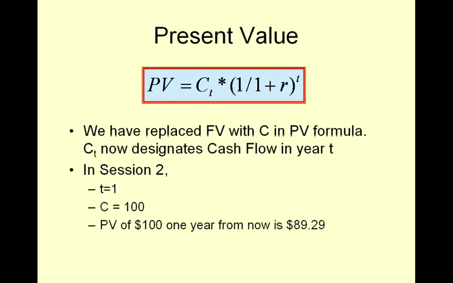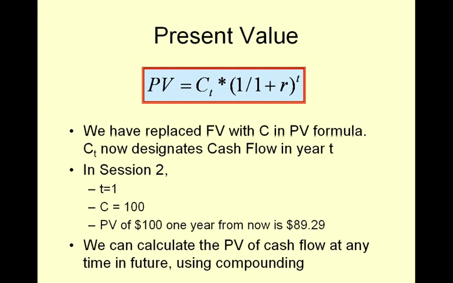In the last session, we had the example of a $100 cash flow occurring 1 year from now, and our interest was in calculating the present value of $100 that we would receive 1 year from now, and we determined that that present value was $89.29. Now we can calculate the present value of any cash flow at any time in the future using compounding.